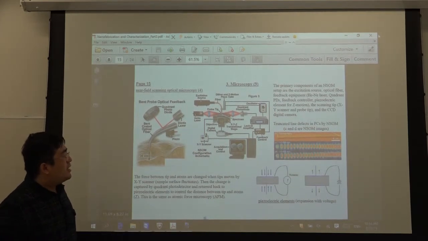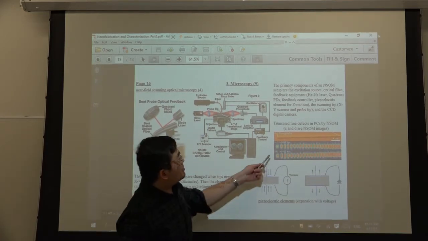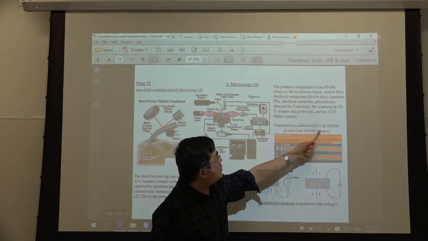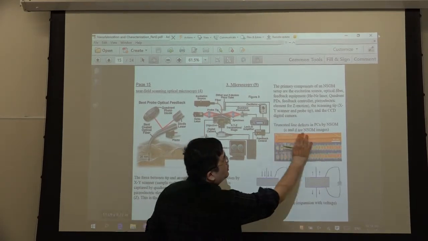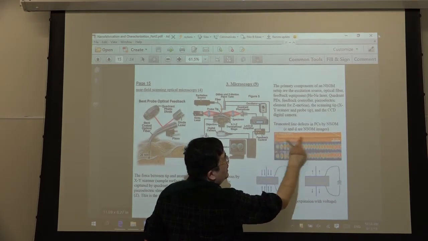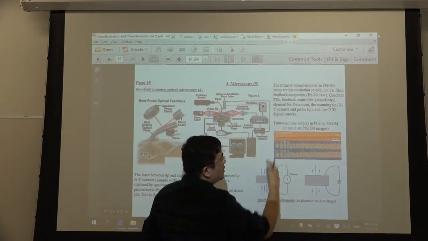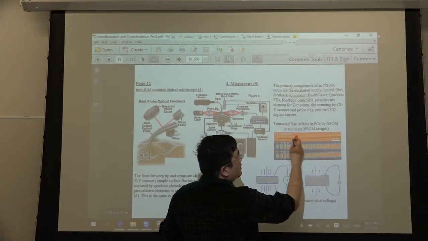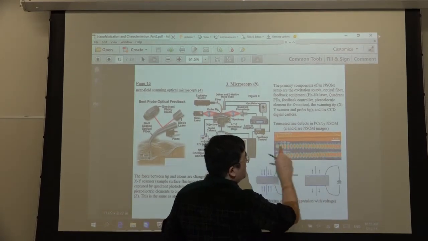Another important thing: how to understand some small result. Okay, this is a truncated line defect in a photonic crystal. You can see here, this is the photonic crystal. Okay, this is a defect line, similar to a waveguide. I truncated here. So I use a wave to excite, okay, I get this, the C and D.